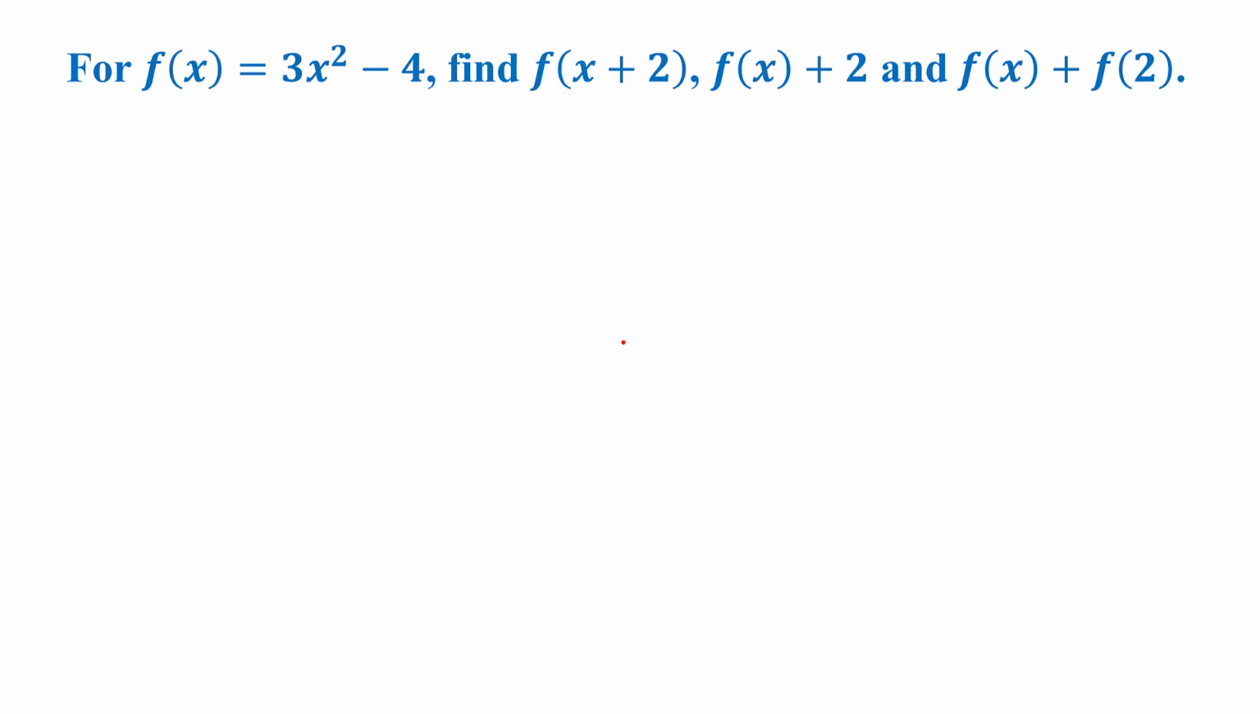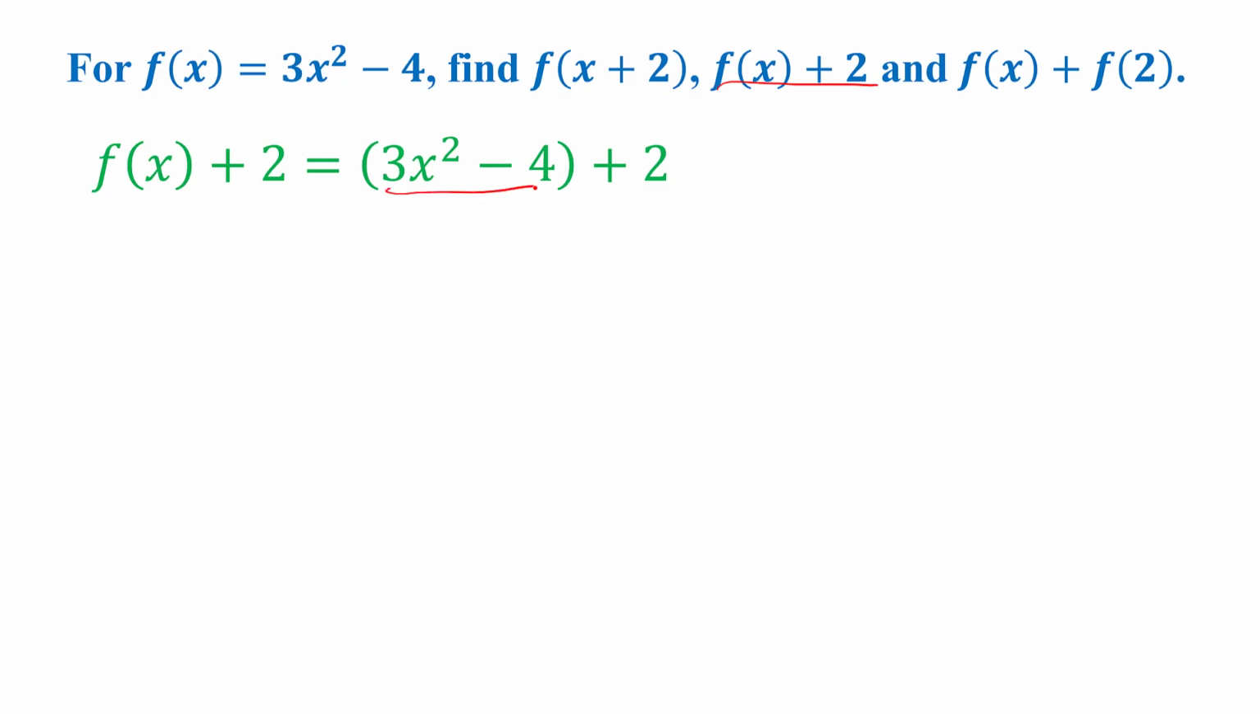Then to find f(x) + 2, this is just the function f(x), which is 3x² − 4, with a 2 added to that function. So 3x² − 4 + 2 simplifies to 3x² − 2 when we take negative 4 plus 2.